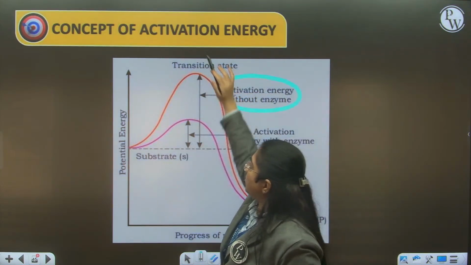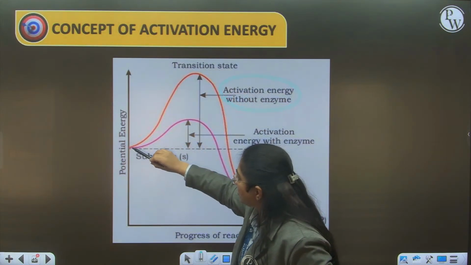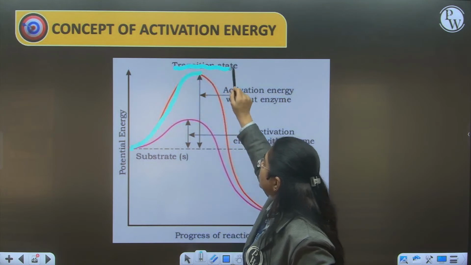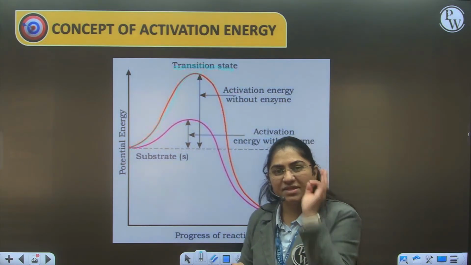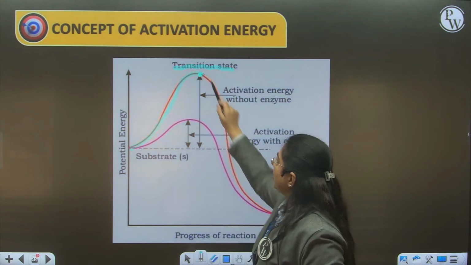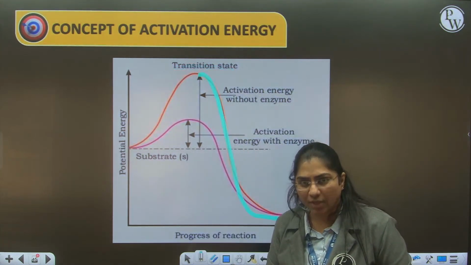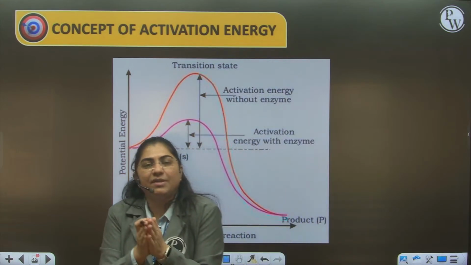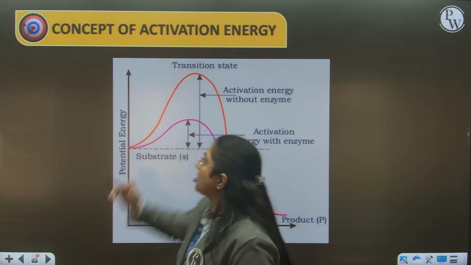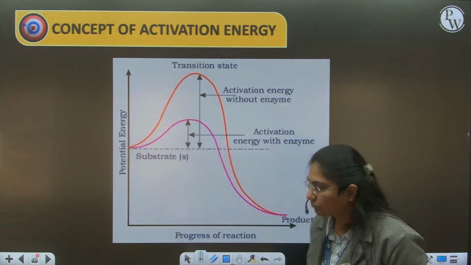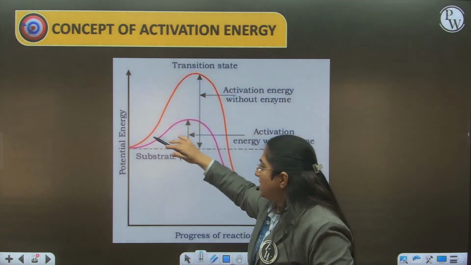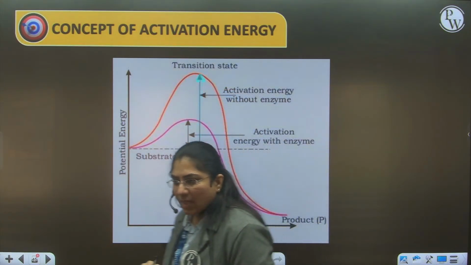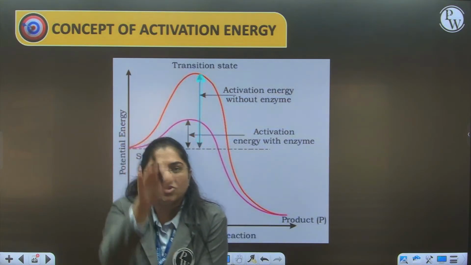Once you provide a particular amount of energy, the substrate will reach a high energy state, which is called the transition state. Once it reaches the transition state, only then will it be converted into the product. So every reaction, be it a making reaction or a breaking reaction, has to pass through the transition state structure. So a particular amount of energy is required. Now what is the enzyme doing? The enzyme is reducing this energy barrier.